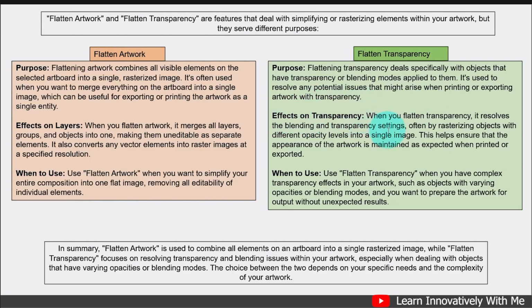Effect on transparency: when you flatten transparency, it resolves the blending and transparency settings, often by rasterizing objects with different opacity levels into a single image. This helps ensure that the appearance of the artwork is maintained as expected when printed or exported. When to use? Use flatten transparency when you have complex transparency effects in your artwork, such as objects with varying opacity or blending modes, and you want to prepare the artwork for output without unexpected results. Both are very important if you are exporting your artwork in a raster image format.